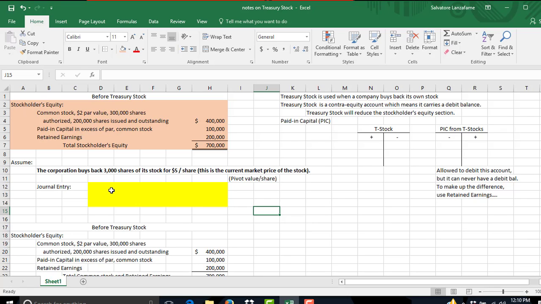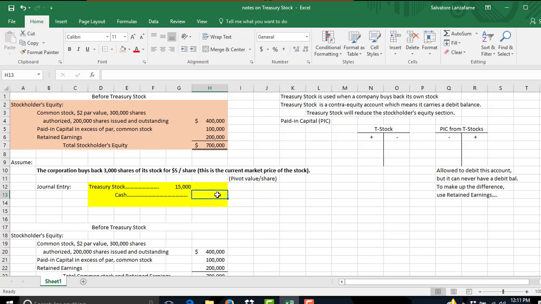Okay, so if we want to do this journal entry, we want to buy back 3,000 shares. Remember, Treasury Stock is an equity account, but it works as a contra, so the first move is always a positive. We're going to debit Treasury Stock and we're going to credit... any idea? If you said cash, you're right. So we're going to debit Treasury Stock, credit cash, for 3,000 times the 5. So that's going to be $15,000.